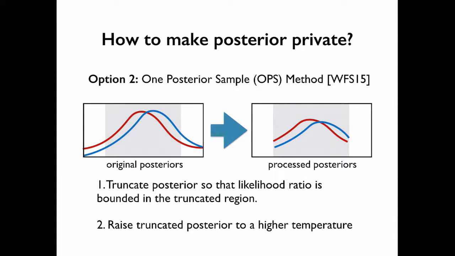However, if you move away from the tails, for a lot of common prior posterior pairs, if you move away from the tails and towards the middle, there are areas in which the log likelihood ratio is non-bounded.